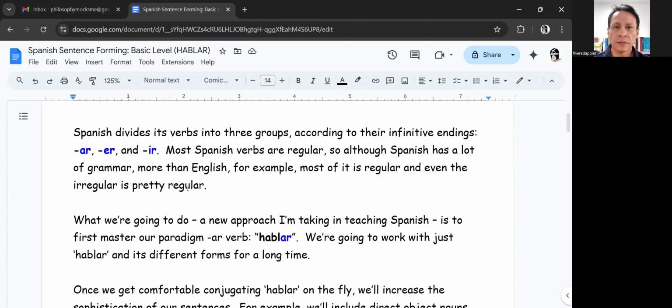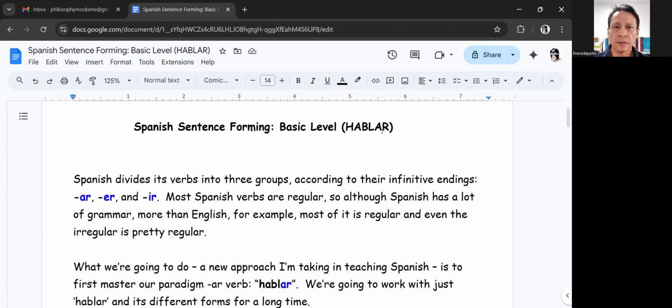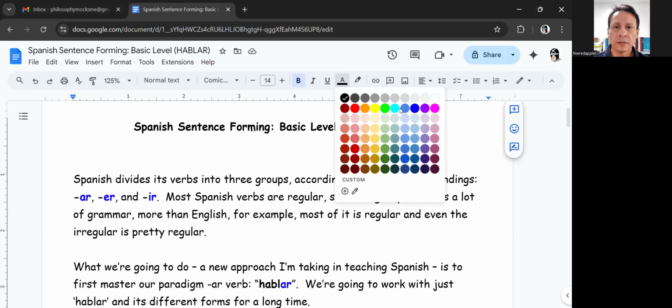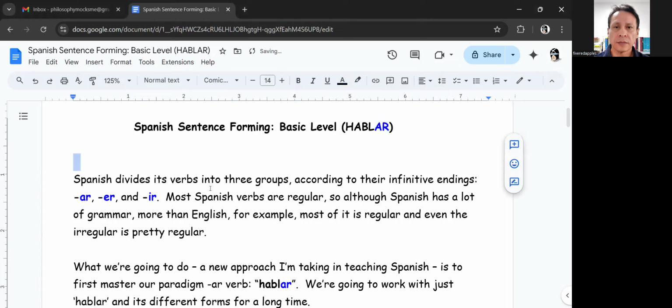Okay, so Spanish divides its verbs into three groups according to their infinitive endings. As we see with hablar, hablar has an infinitive ending of AR. Then there are ER verbs, such as comer, which means to eat, which will be our paradigm ER verb. It's a regular verb. Hablar is a regular verb. And then IR verbs, our paradigm verb will be vivir, which means to live.